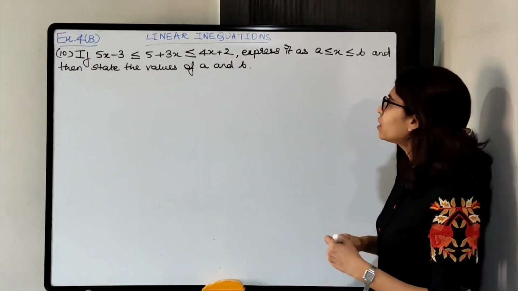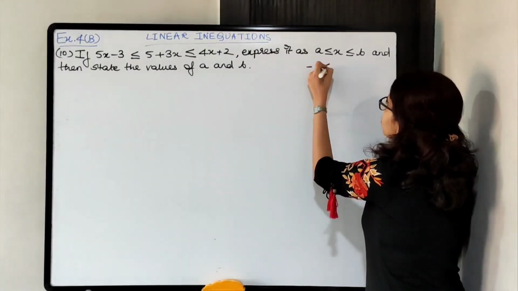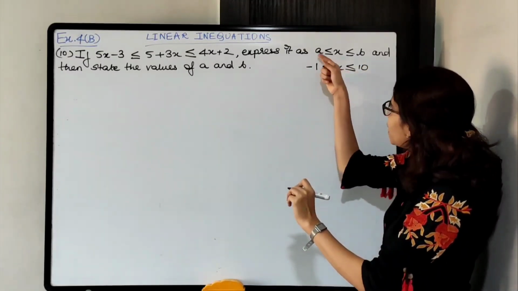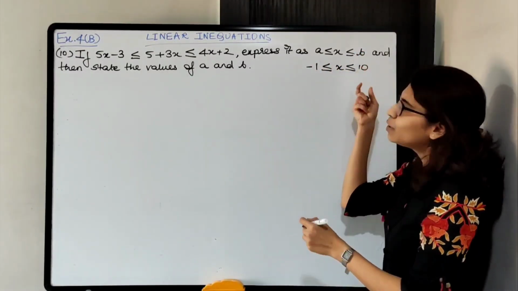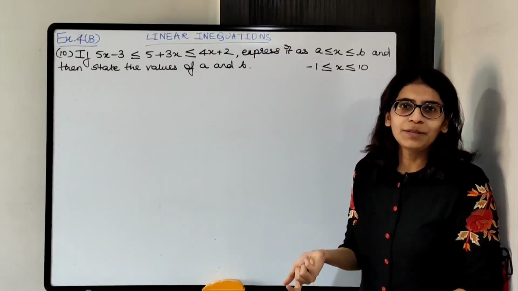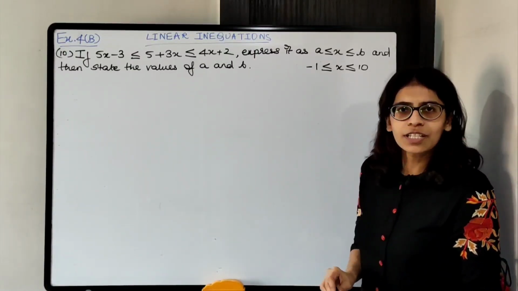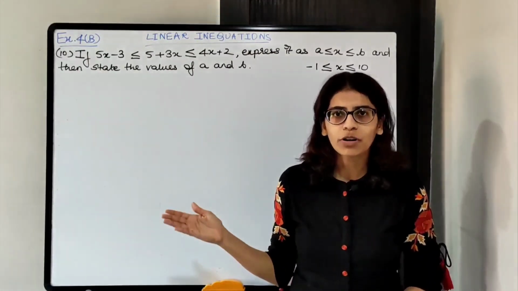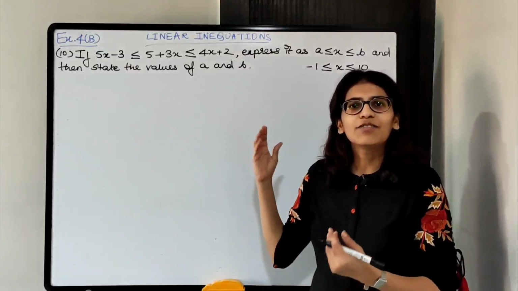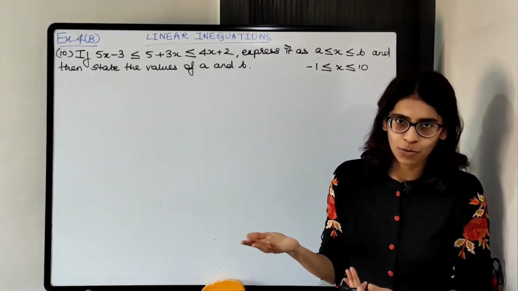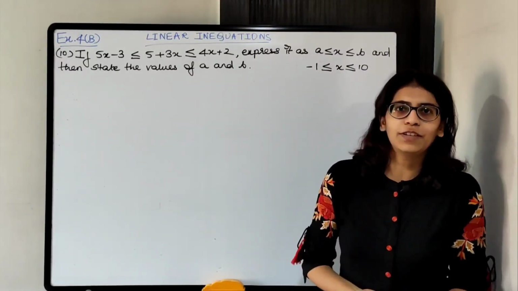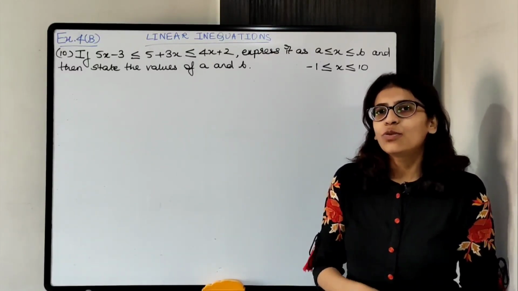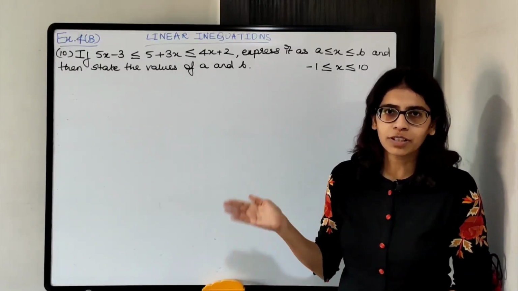So let's say that you are getting -1 is less than or equal to x, which is less than or equal to 10. Comparing, a will be -1 and b will be 10. Simple. You just need to find this. You don't need to write down the solution set, you don't need to plot on the number line, because here they have not even given the replacement set. x belongs to which set is not given. Real numbers, natural numbers, whole numbers, integers, nothing is given. So you don't need to find the solution set or draw on the number line.